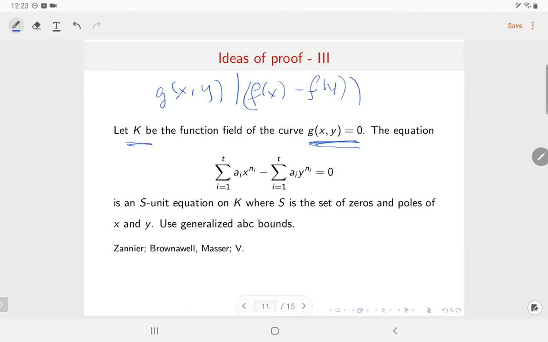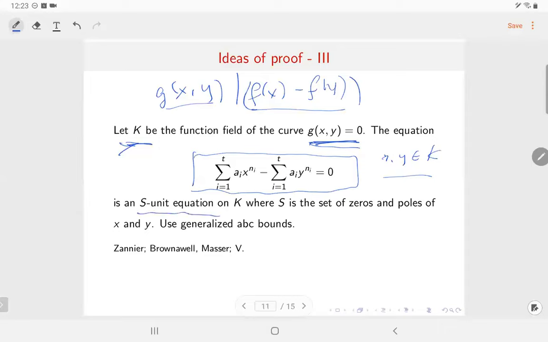Because g(x,y) divides f(x) minus f(y), and f is my sparse polynomial, I get this identity in this function field K. So x and y are functions on this curve, so they are elements of K. You get an equation involving powers of x and y holding in K, and this is an S-unit equation.